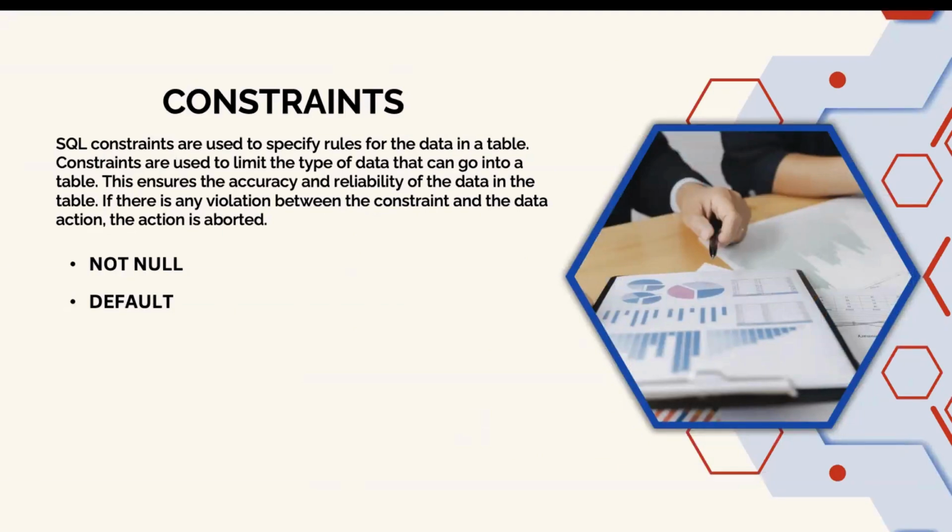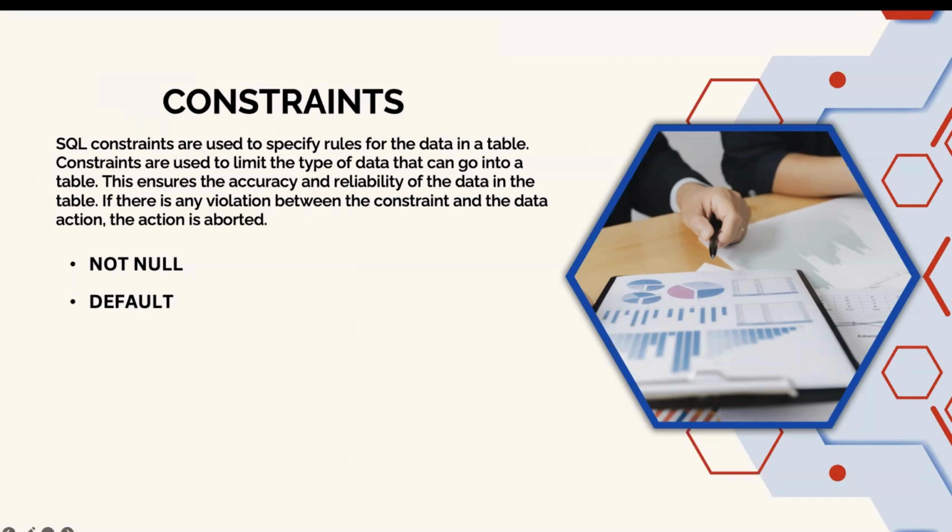Constraints are mainly used to specify the rules for the data in a table. Constraints are used to limit the type of data that goes into a table. This mainly ensures the accuracy and consistency of your data in the table. So if you insert any data and there is a rule applied for that data, and if you violate that rule, then that operation is not going to happen, it's going to be aborted. So in this session we just learn about 2 constraints, not null and the default constraint.